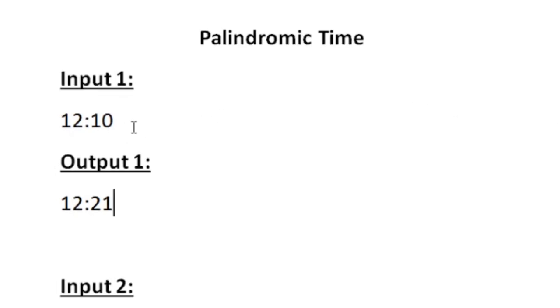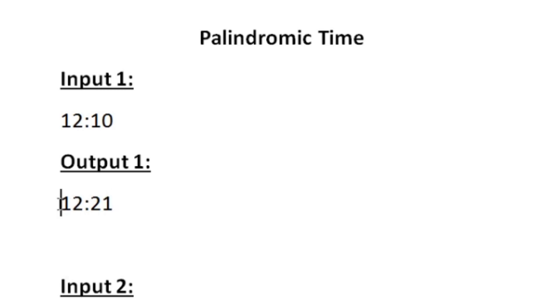For the given sample input 1, the time is 12:10. So we must start checking for palindromes from 12:11. And when we encounter a palindromic time format, we must print that particular time and exit our program. So here, when the time becomes 12:21, it becomes a palindromic time format.